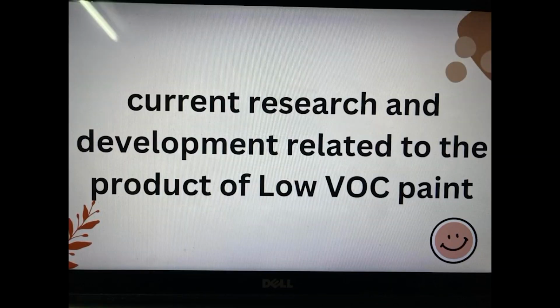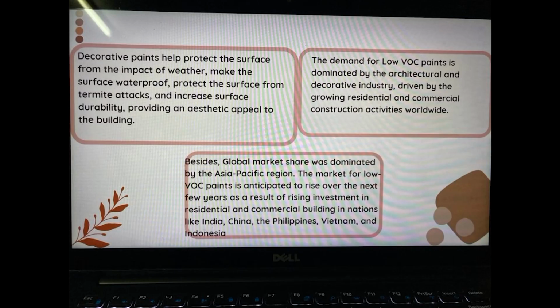For the next one, I will talk about the next finding, which is current research and development related to production of low VOC paint. For the first development that I found after doing research, decorative paint helps protect the surface from the impact of weather, makes the surface waterproof, protects the surface from termite attack, and also increases the surface durability. Lastly, it provides aesthetic appeal to the building.